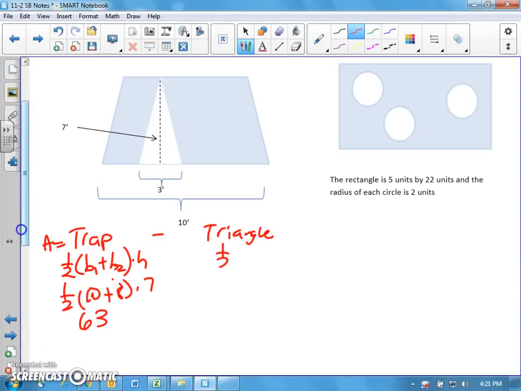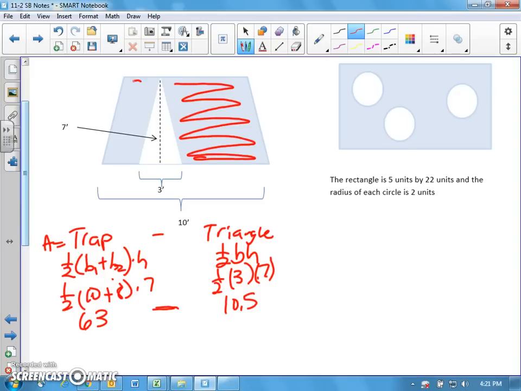My triangle, the formula for the area of a triangle is 1/2 base times height. For my triangle, my base is 3 and my height is 7. Half of 21 is 10.5. So when I subtract these two, because I'm looking for the area just of this shaded region, I'm going to get 52.5 square feet.